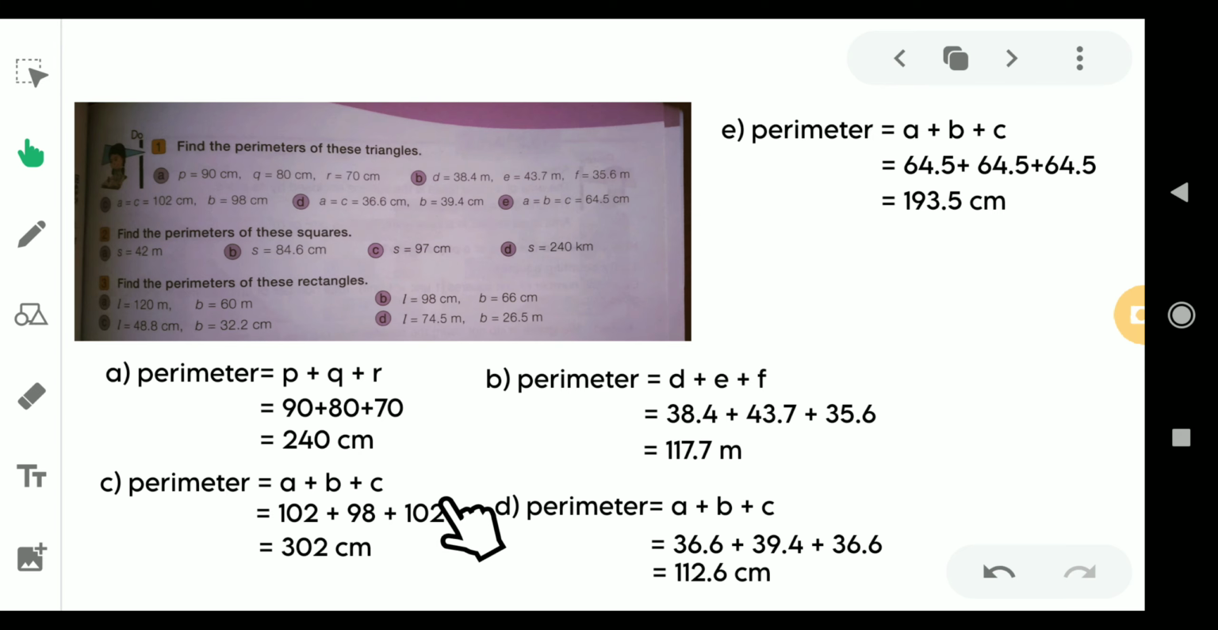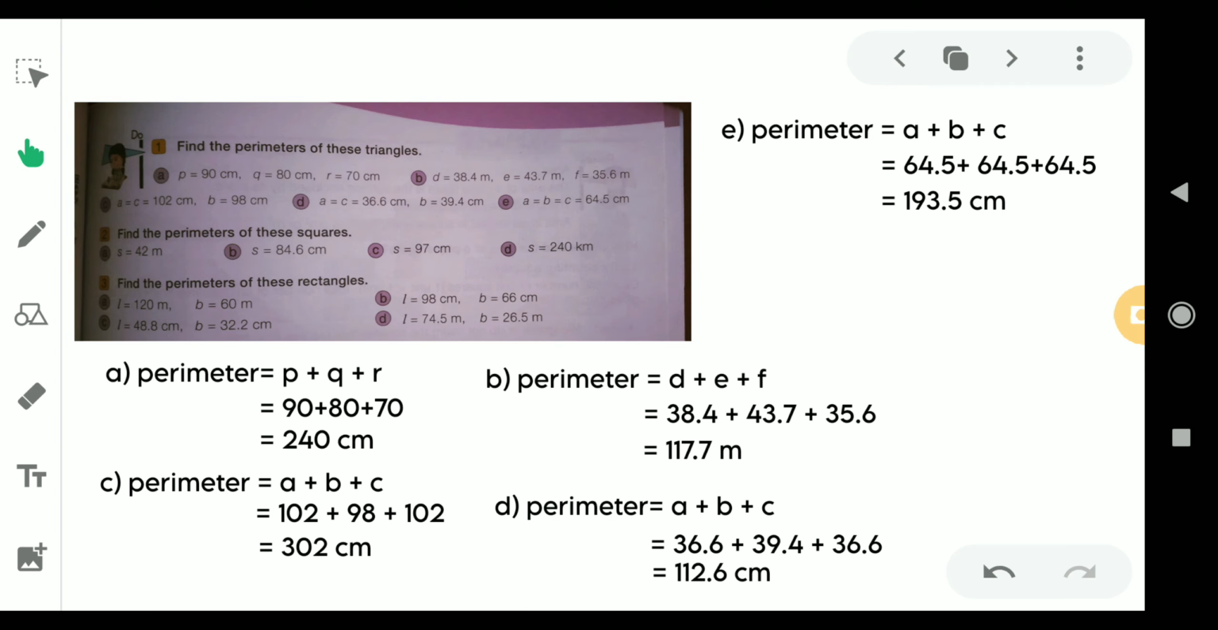Let's move on to the third. Look here, side A and side C have equal length, that is 102 centimeters, and the third side, named B, measures 98 centimeters. Again we are going to find the perimeter of this triangle. It is A plus B plus C. Length of A is 102, length of B is 98 centimeters, and the length of C, which is equal to the length of A, is 102. When you add all these three sides, it would be 302 centimeters. This is the perimeter of the third triangle.